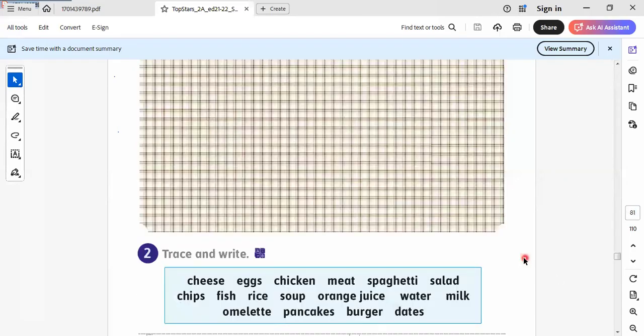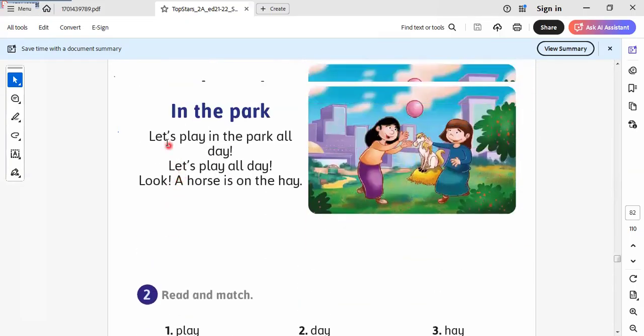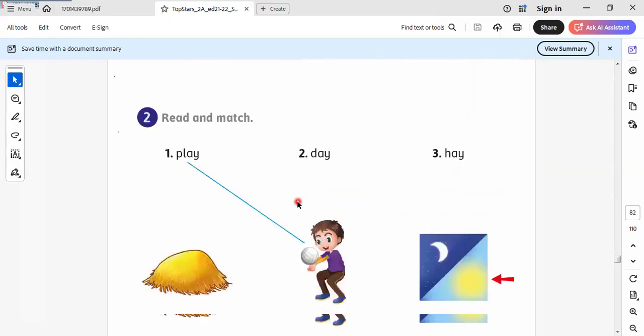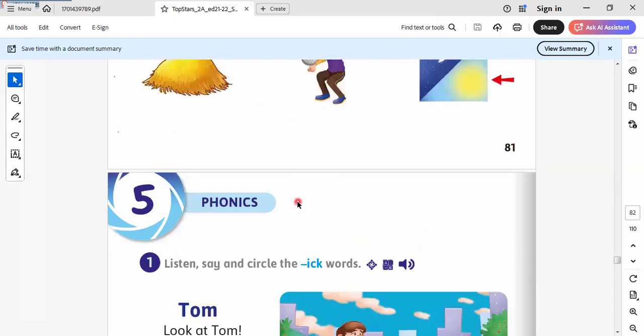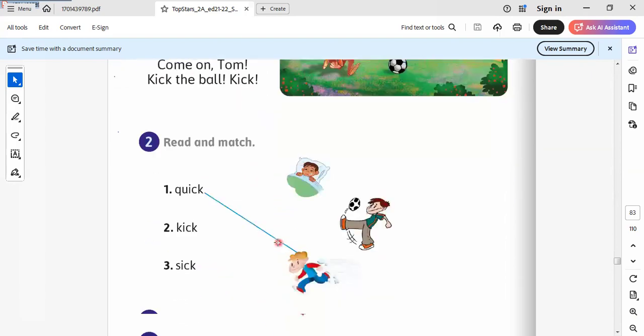Here is a project. I will leave it to you to do it here. In the park. Let's play in the park all day. Look, a horse is on the hay. Tom, look at Tom. He is not quick. He is sick. Come on, Tom, kick the ball, kick.